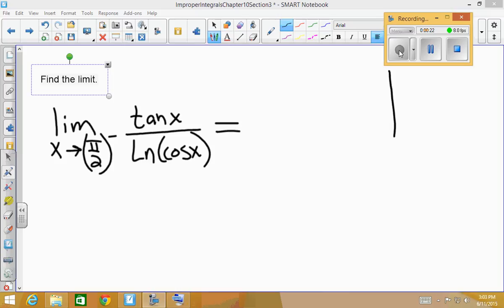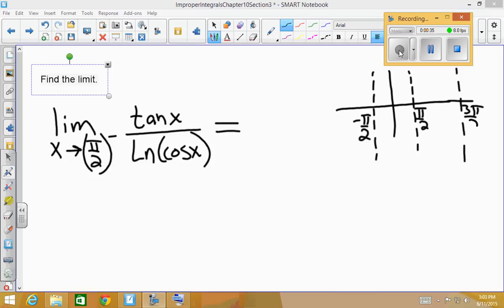Remember that the tangent function has vertical asymptotes at all of these pi over 2's: pi over 2, 3 pi over 2, and so on. And you get these branches of tangent in between those vertical asymptotes. Notice that as x approaches pi over 2 from the left, the tangent function grows without bound. It goes to infinity, so the tangent of x will be infinite.